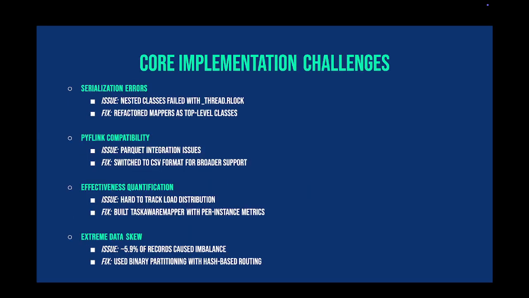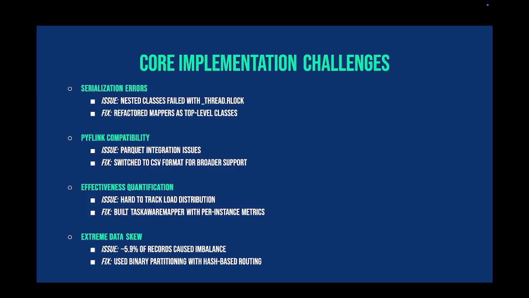And of course, I did face some challenges during my implementation, and one of the early issues I ran into was serialization. Flink couldn't serialize nested classes because of a threading issue with the thread lock. To fix this, I refactored those classes into top level definitions, which worked smoothly with PyFlink serialization. Next, I had to deal with data format issues. PyFlink didn't handle Parquet files reliably, so I converted everything to CSV, which ensured clean ingestion and schema validation.